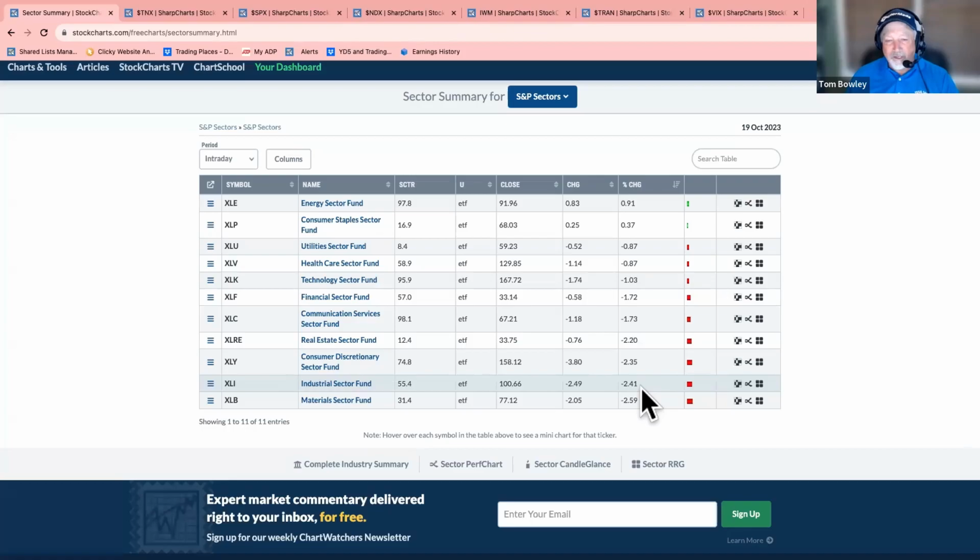Not seeing that so far. You can see the XLI down almost 2.5% yesterday, and then the worst sector, materials, down 2.6%. So overall, not very good action taking place yesterday across the board.